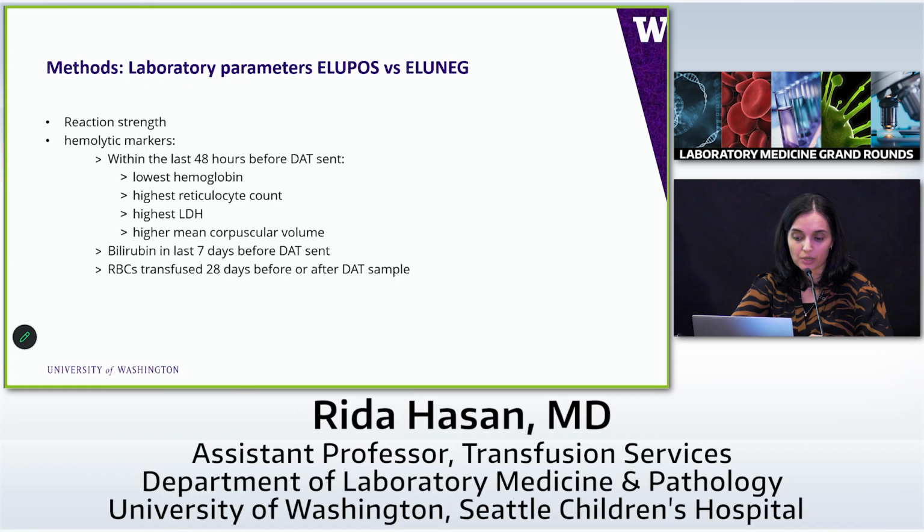And so I looked at laboratory markers of hemolysis, such as hemoglobin, reticulocyte count, transfusion needs, and also bilirubin.